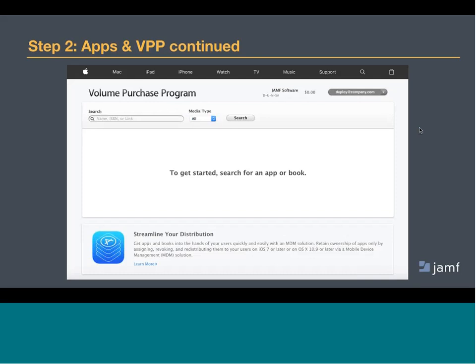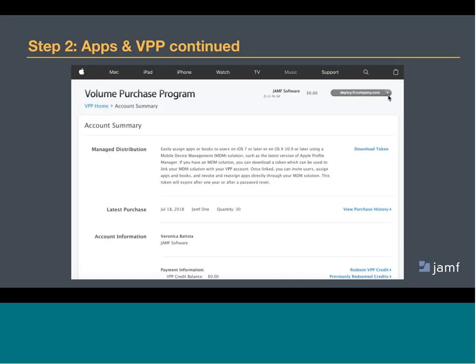Cool. Next thing we want to do is link our VPP account to our Jamf Now account. And so we'll do that by clicking on our email account here at the top, and then we'll select Account Summary from that drop-down menu. What we'll end up doing is downloading the token that we see made available to us on managed distribution. Just a quick disclaimer, this file that's downloaded from VPP is not meant to be opened. So if you open it and try to read it, it'll look like a whole bunch of mumbo jumbo.